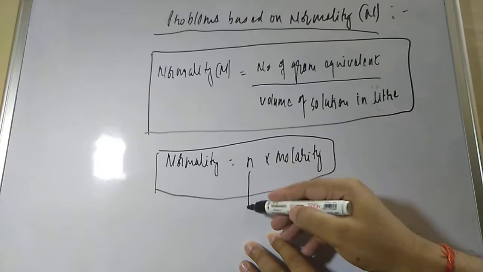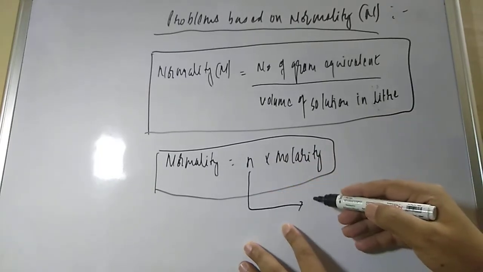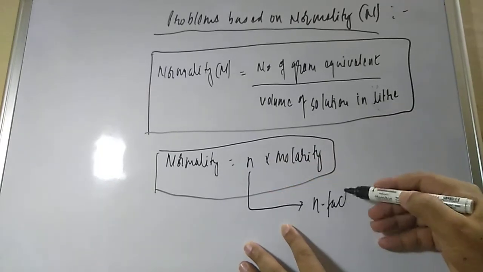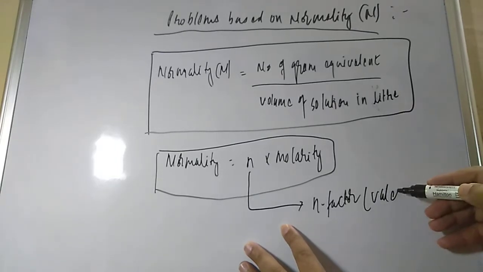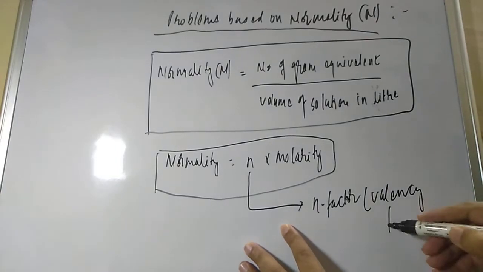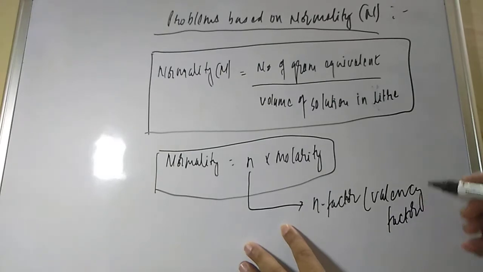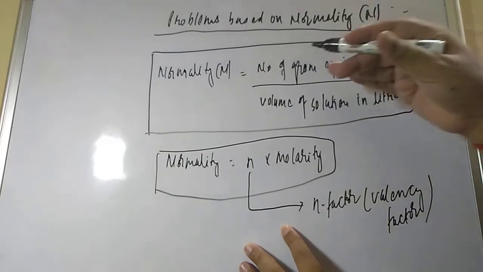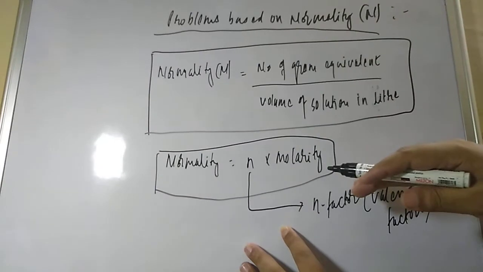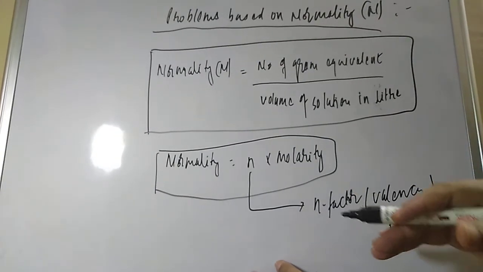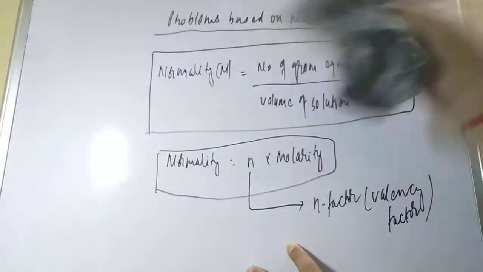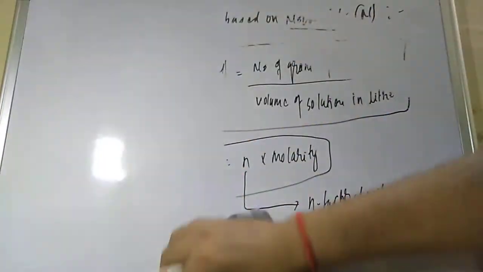You calculate the molarity, and here n is the n factor. I told you the n factor is also known as the valency factor. I will explain this n factor whenever the question comes. Whether you apply the first formula or the second formula, both are the same. With the help of problems I am explaining this, so let us go and solve some problems. This is very interesting.